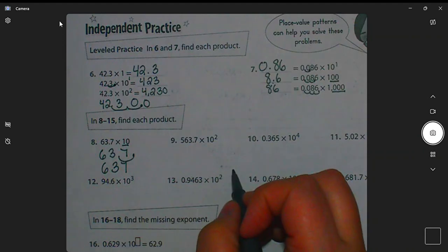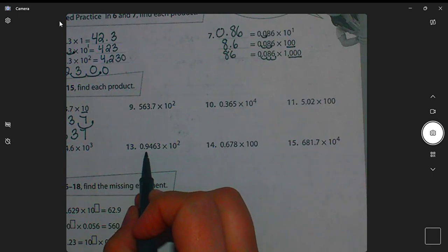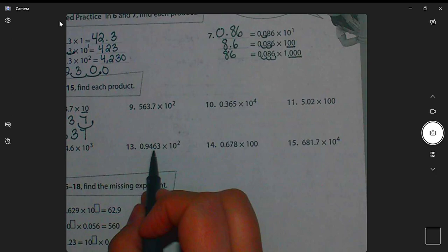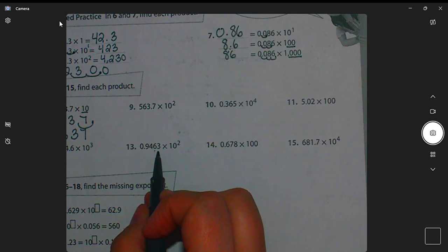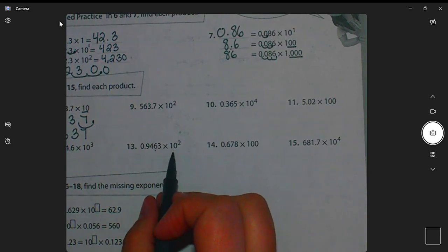Let's look at number 13. Tenths, hundredths, thousandths, 10,000ths. Now, so far, we've only read up to the thousandths place, but you have to say it where it stops. So, 9,463 10,000ths times 10 to the second. Sorry guys, that took me a hot minute to figure out.